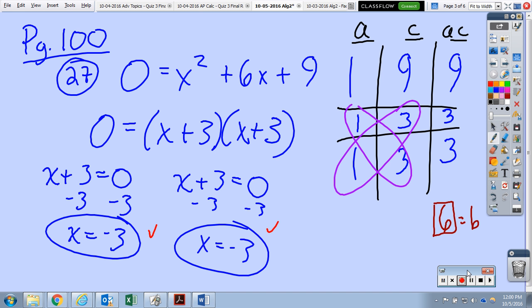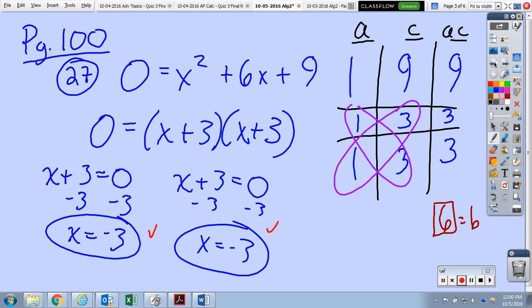Okay, they have to add to 6, but they have to multiply to 9. Once that's filled in, now these can only be certain values. Factors of 3. I would not write the 3 here because that's not a factor of 1. So it's got to work both this direction, going across, and the direction going up, where we have these purple ellipses, where we circled this and this.